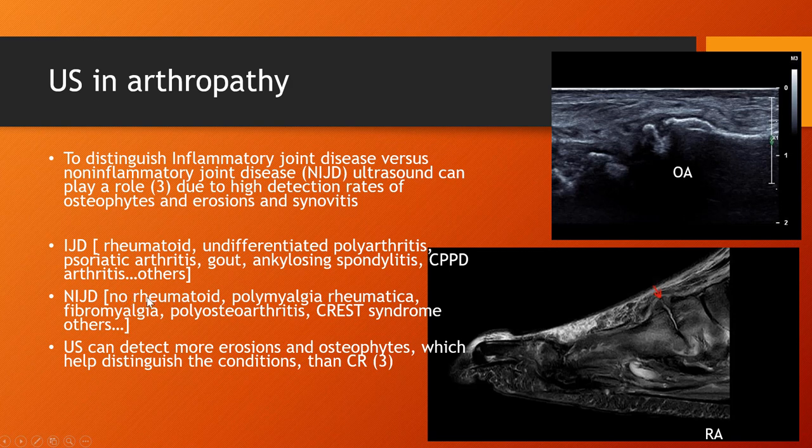and then non-inflammatory joint disease are things like when we know there's no rheumatoid, or we know it's just fibromyalgia or polyosteoarthritis, which is your bog standard arthritis, age related in most cases, and polymyalgia rheumatica. So we know these are not autoimmune conditions. Ultrasound can detect erosions and osteophytes, which can help distinguish these conditions more so than what X-ray can.